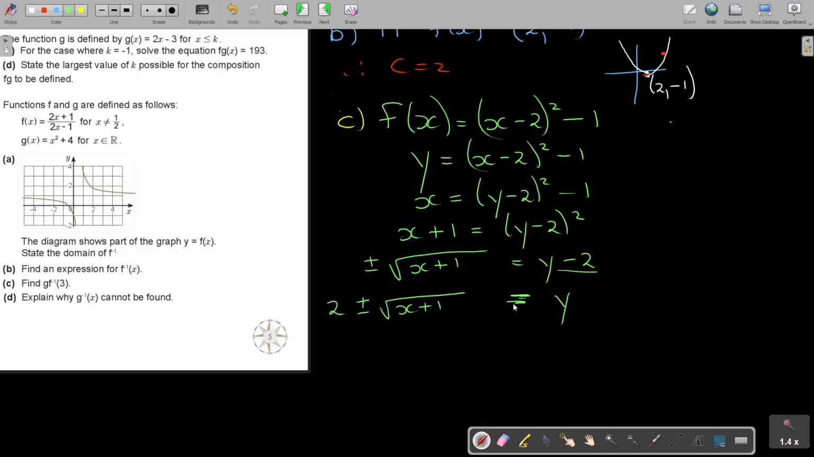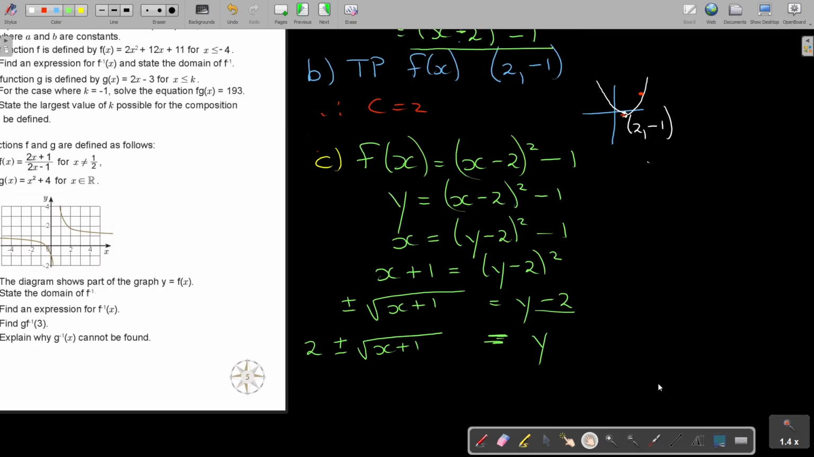But now remember, you are working with the increasing function. Do you see? If I look at my graph, and that's always good to have, even if it's a very rough graph, it still helps me. I can see that it's the increasing part. That was the decreasing part, and the increasing part is represented by the positive. So I can say f inverse of x is 2 plus the square root of x plus 1. That's the inverse function.